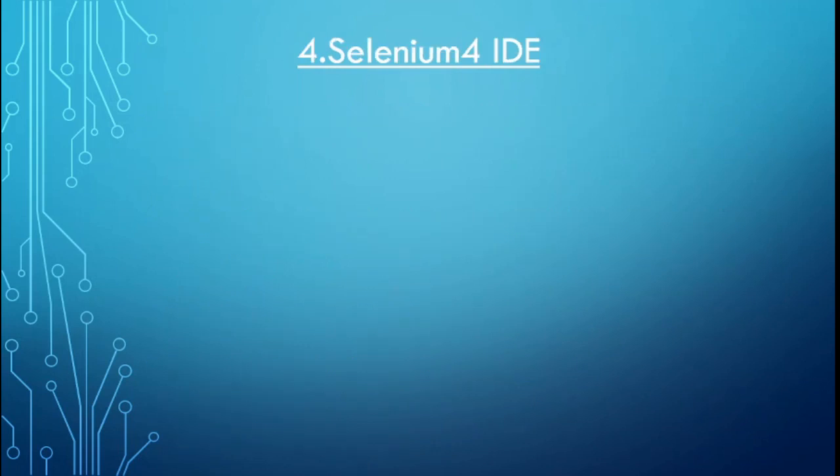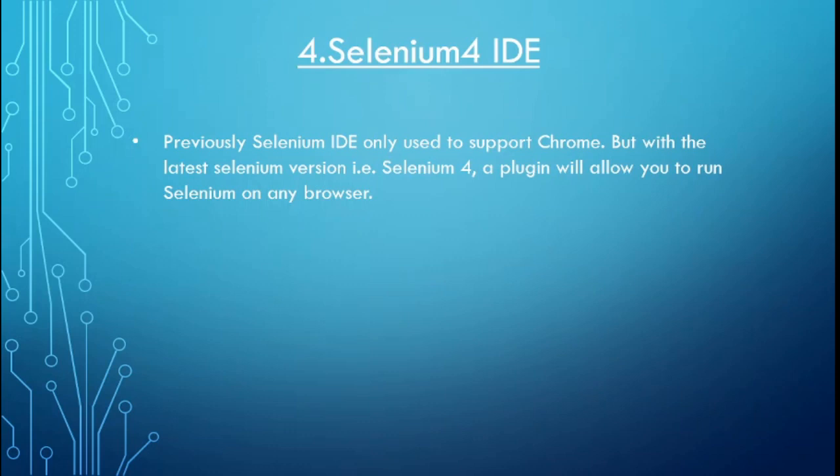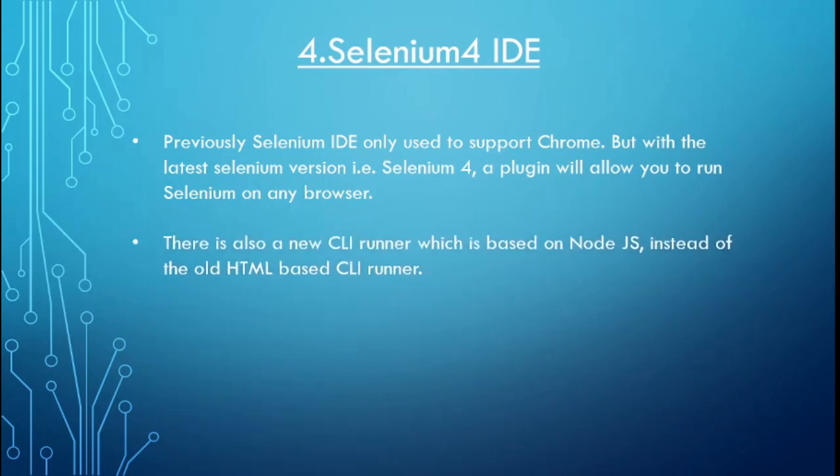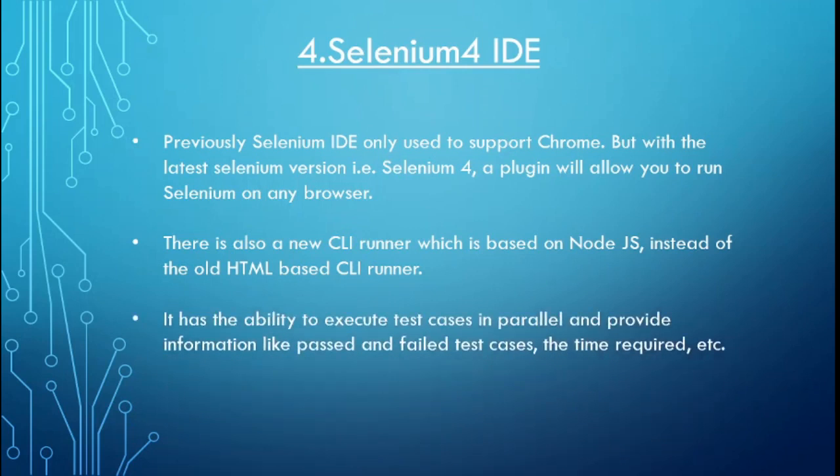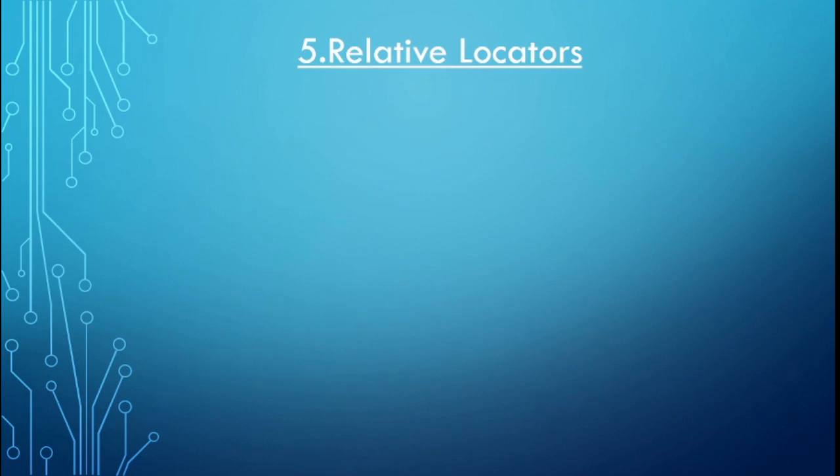The next change is the Selenium 4 IDE. If you remember, earlier we were only able to perform the operations and run on the Chrome browser. But now it has been provided in the form of a plugin, and now it can be used across different browsers. There's also a change in the way Selenium IDE worked. Before it was based on the HTML based CLI, but now there's a new CLI which is based on Node.js. And with this Selenium 4 IDE you can also run your test cases in parallel. That is also one of the good features.